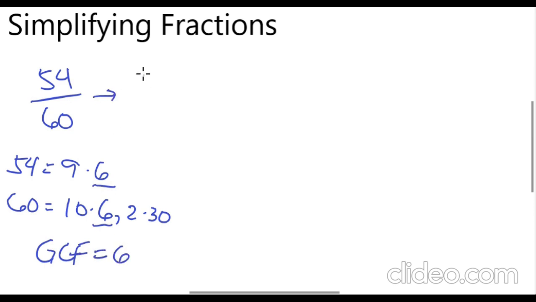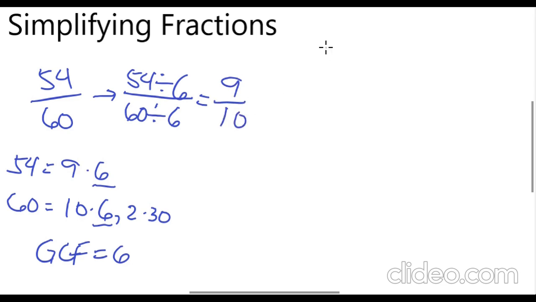So, yun po ang ipang-divide natin or ang magiging divisor natin para kay 54 at kay 60. So, divide both of them by 6. So, 54 divided by 6 is 9 over 60 divided by 6 is 10. So, the simplified form of 54 over 60 is 9 over 10.